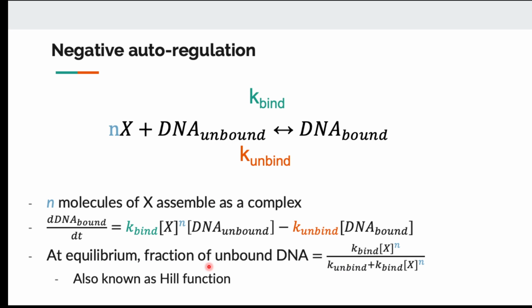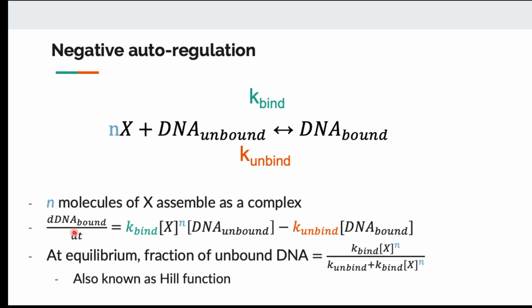And we can mimic what we know from chemistry. We have two compounds basically, protein X and DNA, and they can bind to each other to form a complex. So in this case, we're going to write in general that protein X might have to assemble n molecules, multiple molecules of protein X might have to assemble into a complex, and then it can bind to the DNA and then prevent transcription.